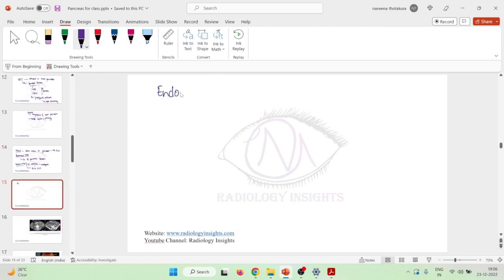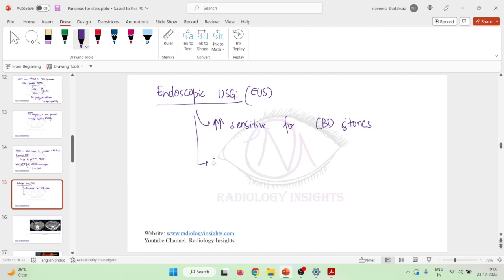We can also do an endoscopic ultrasonography. This endoscopic ultrasound is more sensitive than abdominal ultrasound for detecting gallstones or bile duct stones. For detecting common bile duct stones, we can do endoscopic ultrasonography. It is also used for detecting suspected gallstone pancreatitis.